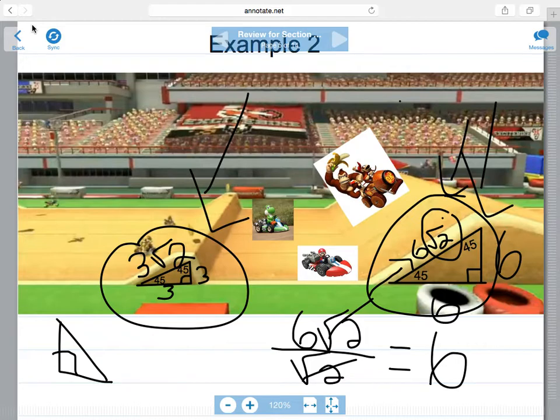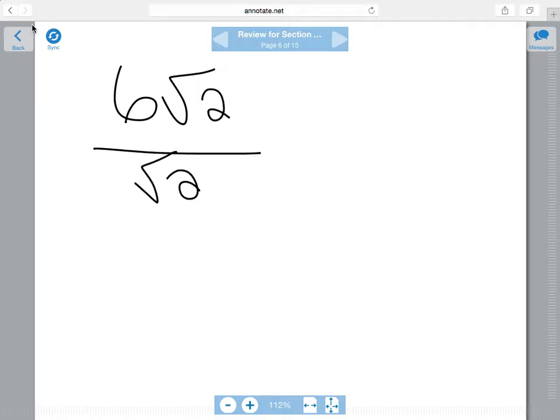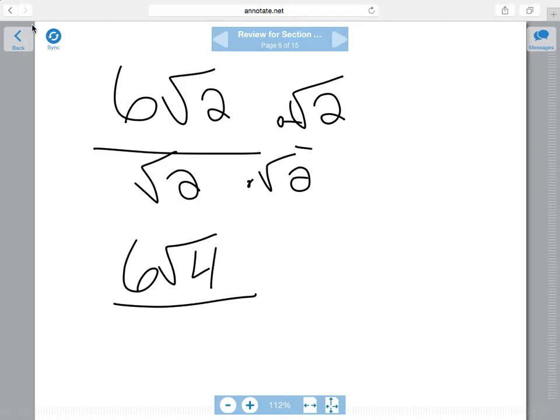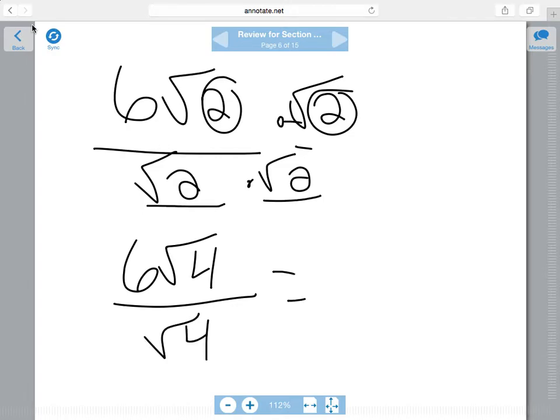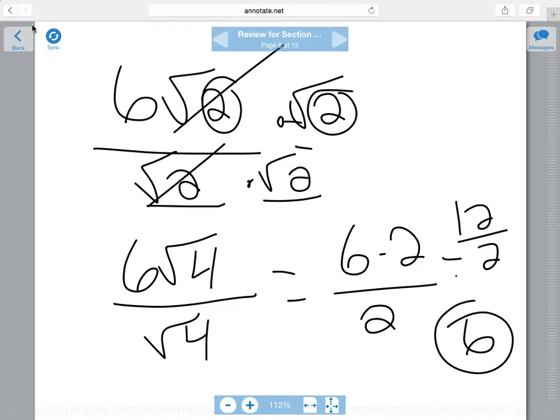You could also rationalize the denominator, so why don't we do that for extra practice, since we did that in section 11.4. Let's just say we don't cross off the square roots of 2, even though you could and you should. We'll multiply by the square root of 2, top and bottom, to rationalize. On the top, we get 6 square roots of 4, and on the bottom, we get the square root of 4. So 6 times 2 divided by 2, 12 over 2, which is 6. But again, from the get-go, you can just cross off those square roots of 2.